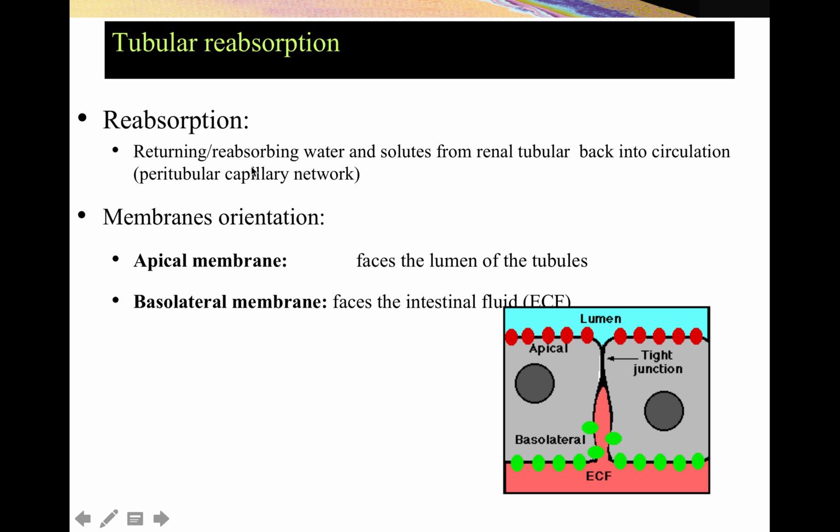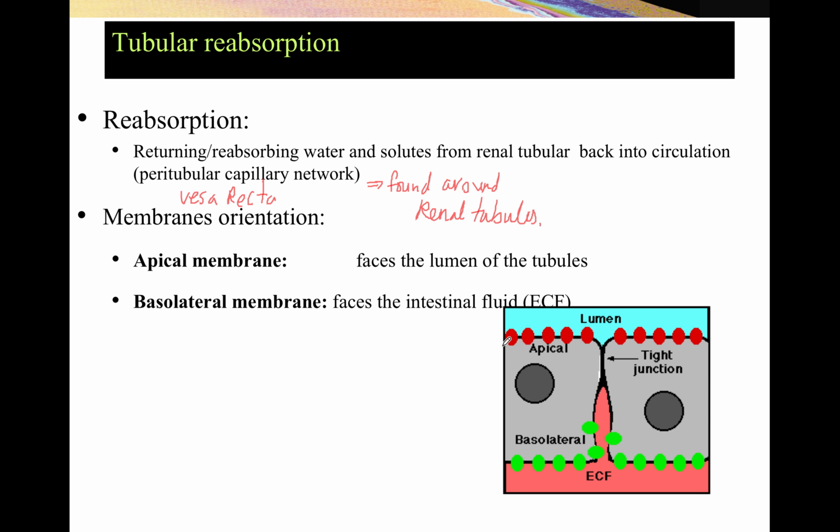And this process of reabsorption takes place in the peritubular capillary network. To remind you, the peritubular capillary network, which is also the same thing as the vasa recta in the juxtamedullary nephron, are the tubes that are found around renal tubules. These are extremely important for the process of reabsorption as well as secretion, as we learn later on.